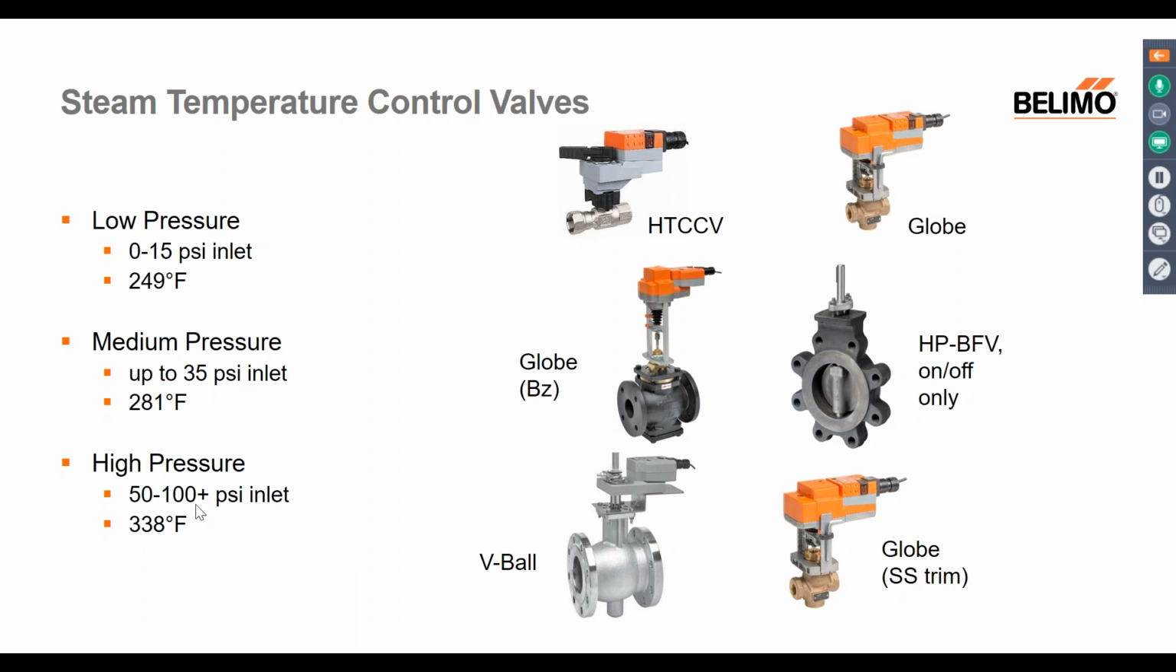For high pressure up to 100 PSI, we have our V-ball, a very high performance valve, and our stainless steel globes, 1/2 inch through 6 inch. So in other words, we got it covered. Any application in the HVAC world, we can cover.